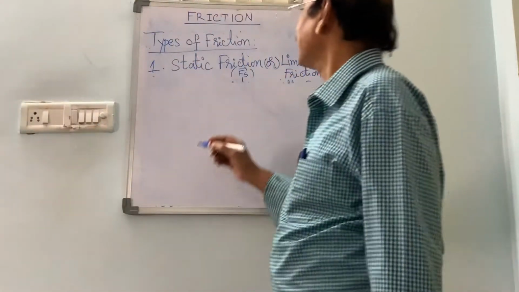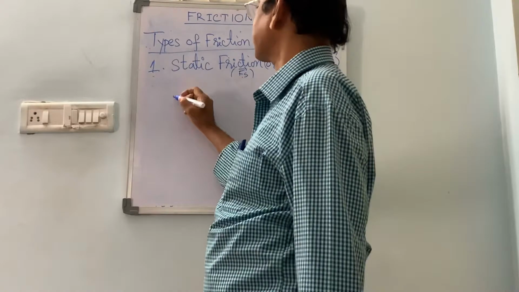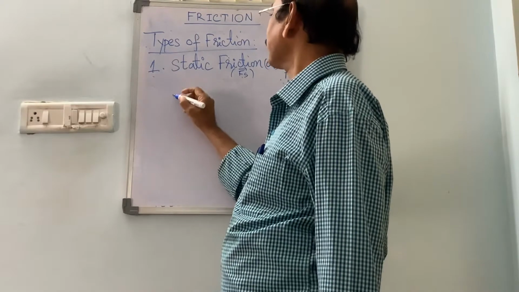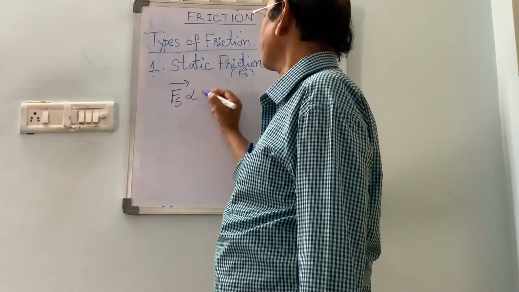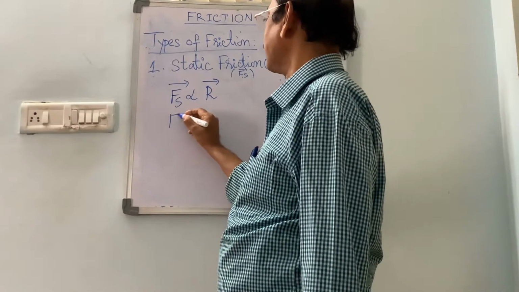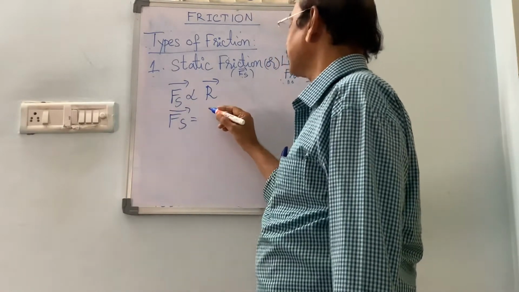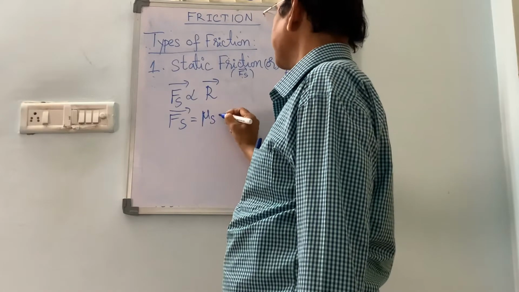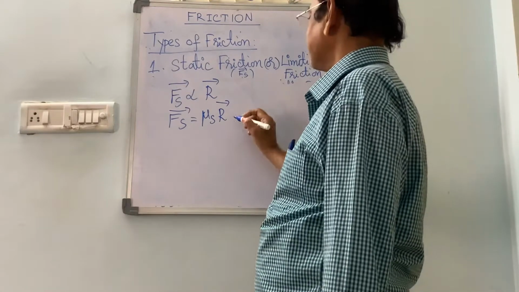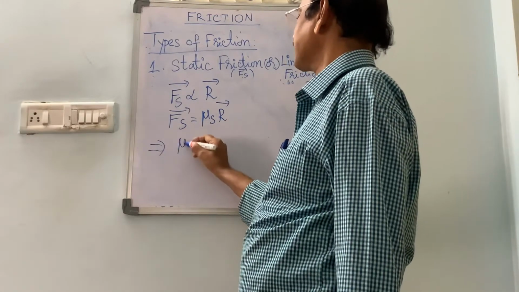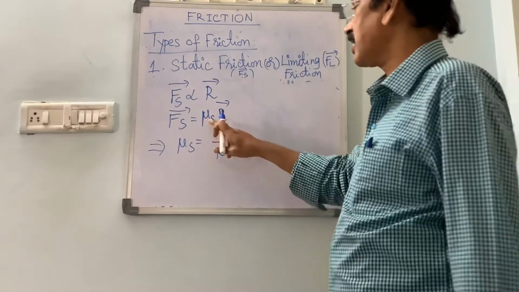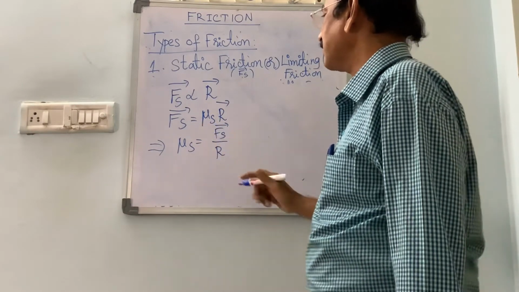Now we derive the expression for static frictional force. As per the laws of friction, static frictional force is directly proportional to the normal reaction N bar or R bar. So if we remove the proportionality, F bar is equal to some proportionality constant mu s into R bar. From this we can write mu s is equal to Fs by R. Here the proportionality constant mu s is known as the coefficient of static friction.